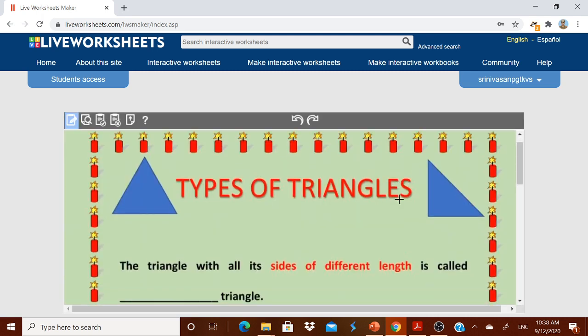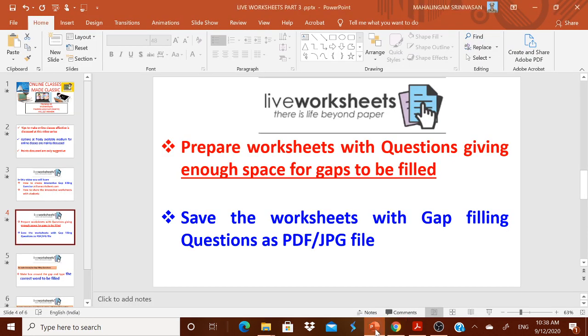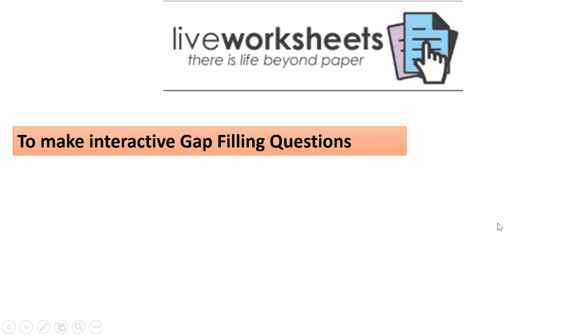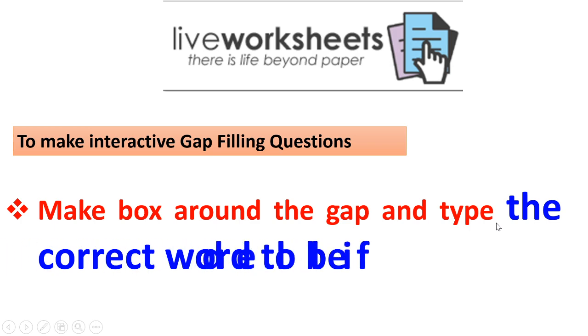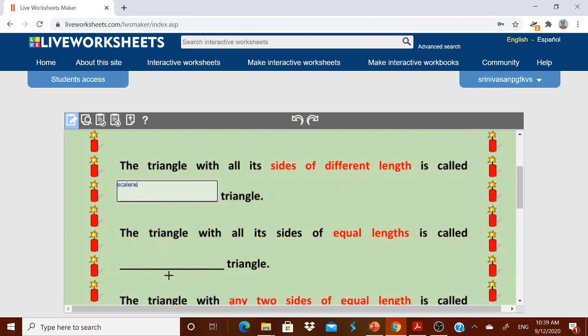It has come now. You can make it a little bit colorful. Now this gap I have to fill. How to do it? Let us see the steps. To make an interactive gap filling question, make a box around the gap and type the correct word to be filled. For example, I will make a box around it and put the cursor over here. All sides of different length is called scalene triangle. Finish.